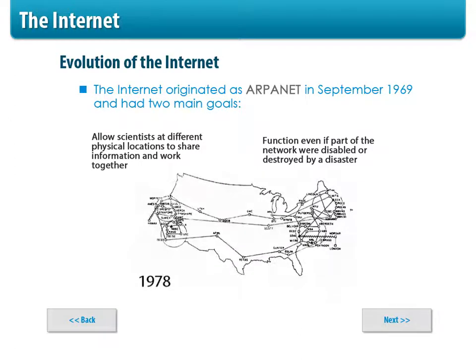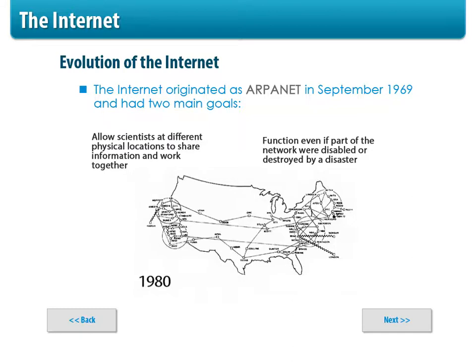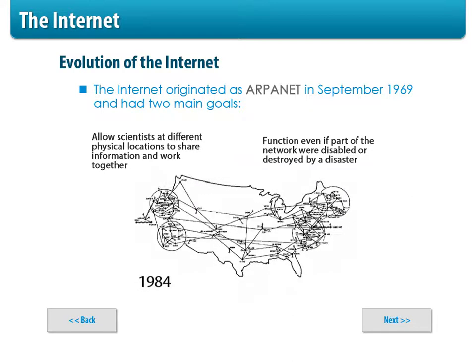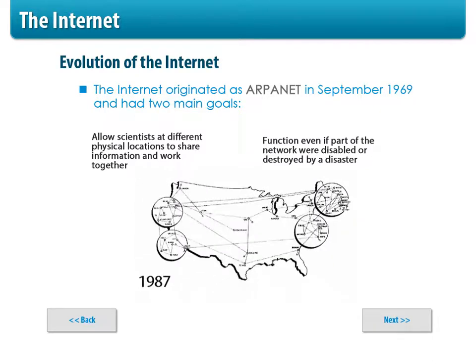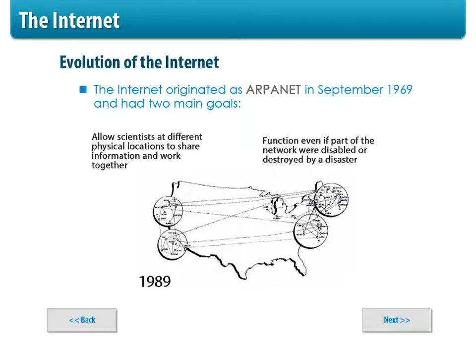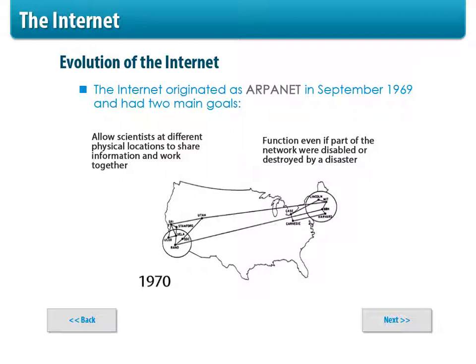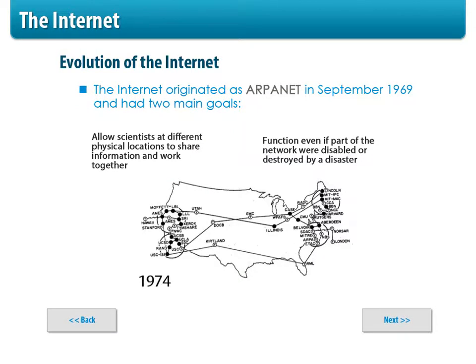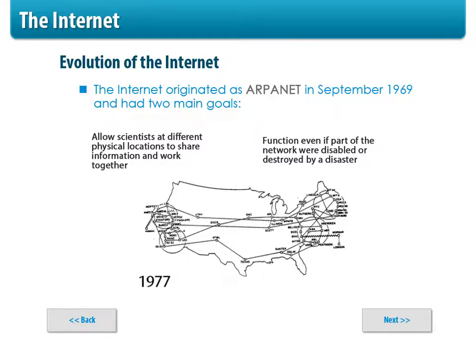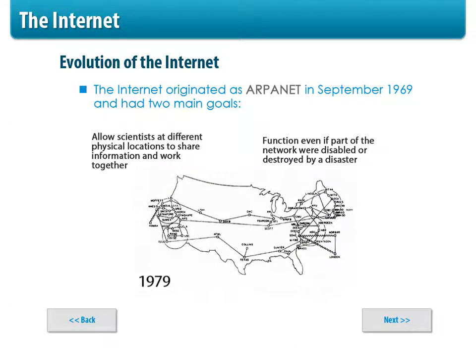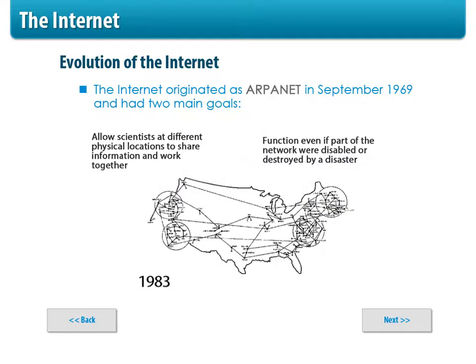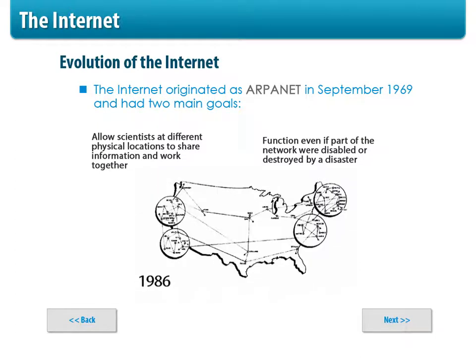We set that up so that if one site went down, they could still communicate with each other. That was the goal: allow scientists to share information across physical locations. It didn't matter where they were, they could communicate. And that was the original 4 right there. You see UCLA and UCSB and Utah. But they were very concerned that if one of the nodes got broken or blown up or whatever happened, they still wanted to share information.